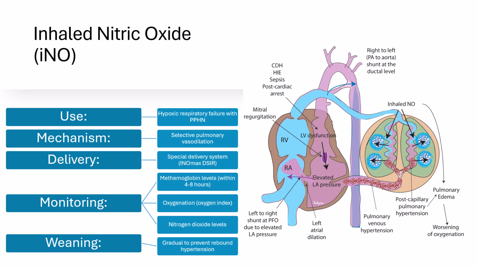Monitoring is critical. Check methemoglobin levels within 4 to 8 hours of starting therapy and regularly thereafter. Also, monitor oxygenation through the oxygenation index and watch nitrogen dioxide levels. When discontinuing iNO, you must wean gradually to prevent rebound pulmonary hypertension. This typically involves stepwise reductions in dose rather than abrupt discontinuation.